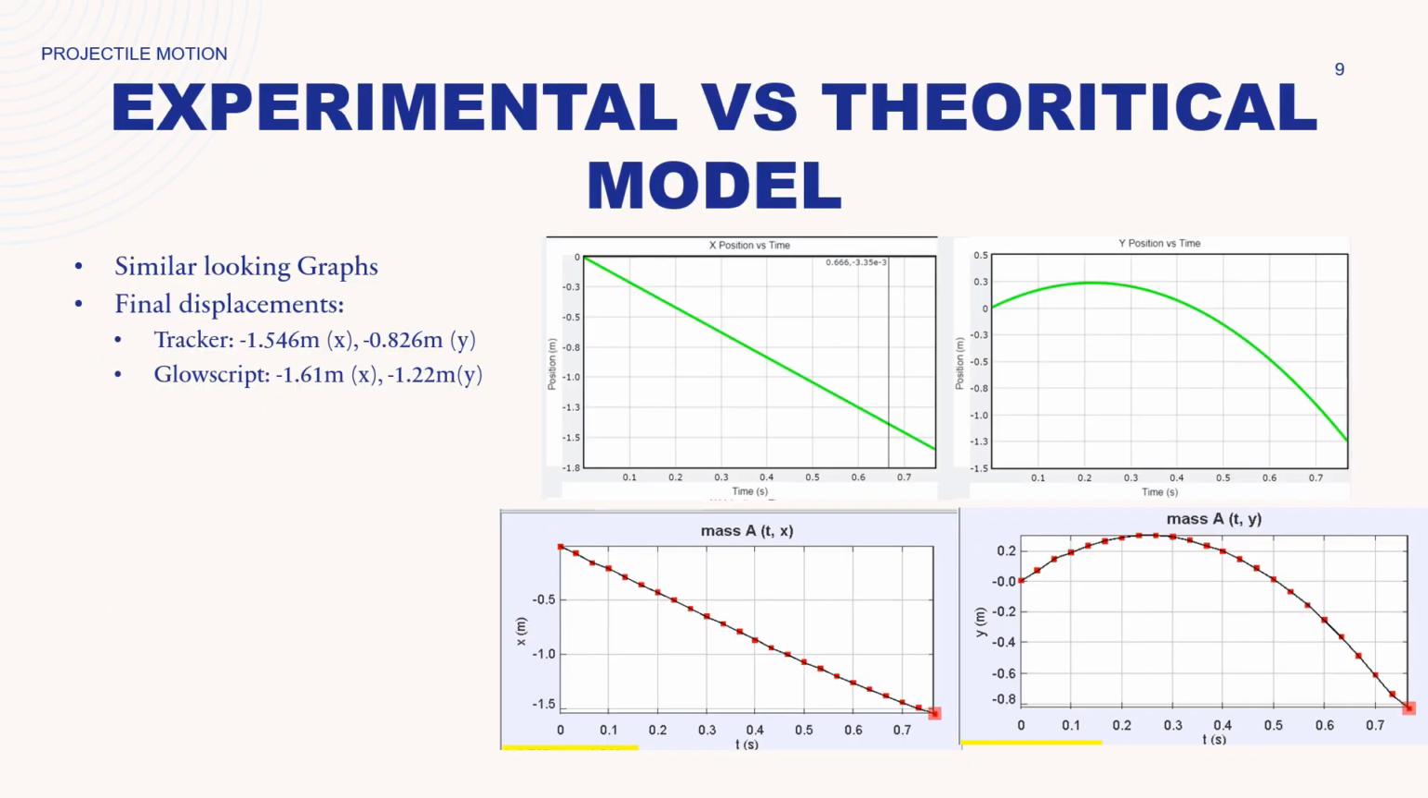As for the comparison between the experimental and theoretical model, we've obtained very similar looking graphs. However, our final displacements did differ slightly. For Tracker, the x displacement was negative 1.546 meters. As for GlowScript, it is negative 1.61 meters. For the y-axis, it was negative 0.826 meters for Tracker and negative 1.22 meters for GlowScript.